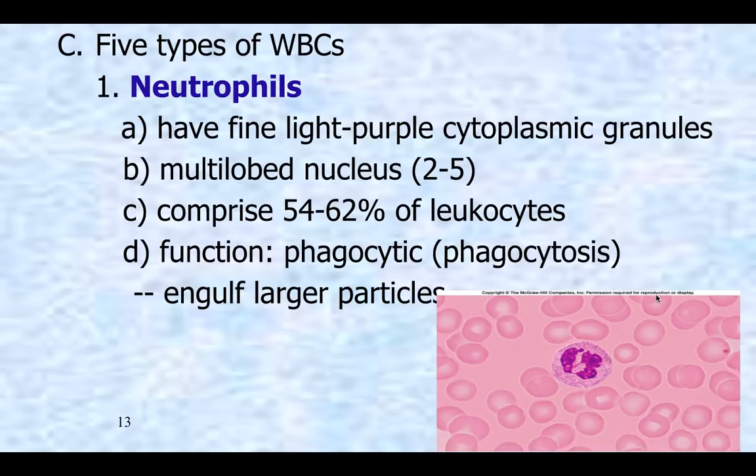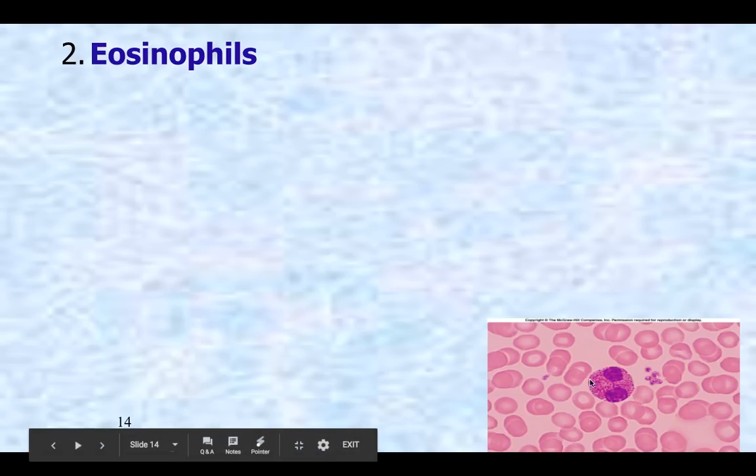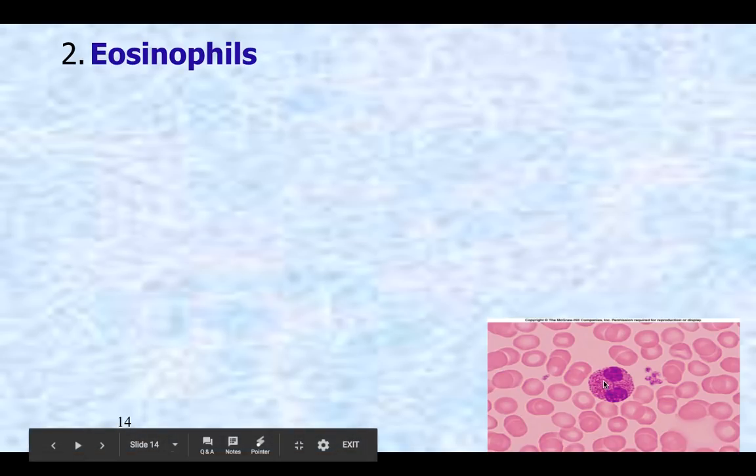The next type of white blood cell that we're going to talk about is the eosinophil. Right away when I look down at this picture, notice the cytoplasm and these granules are a lot darker than the neutrophil. All these little granules in here are very dark compared to the neutrophil, and I see 2 distinct lobes. That's going to tell you right away that we're talking about an eosinophil.